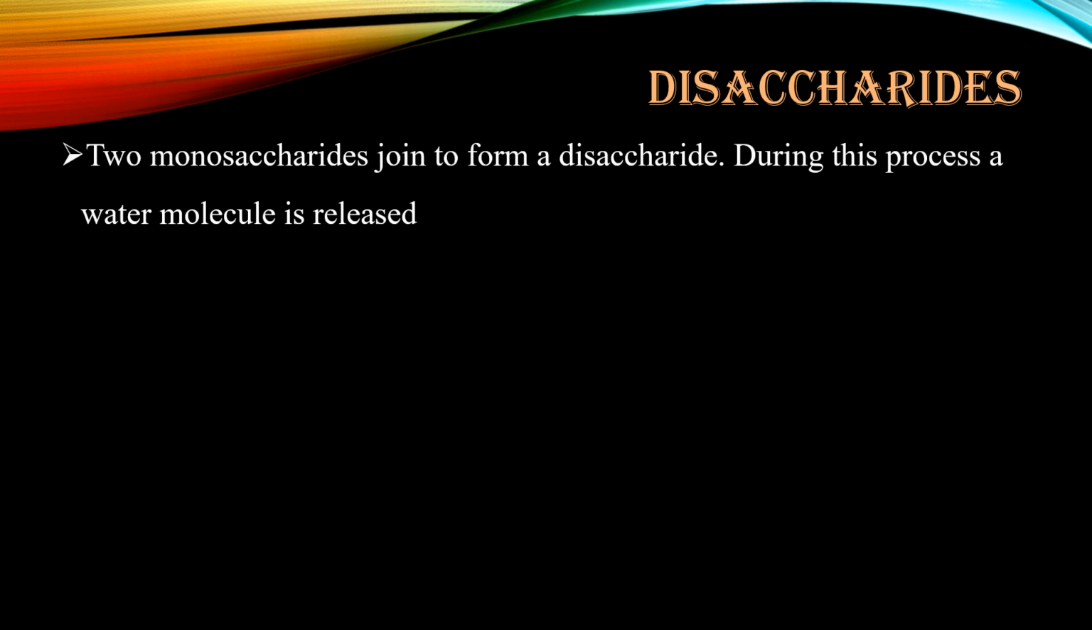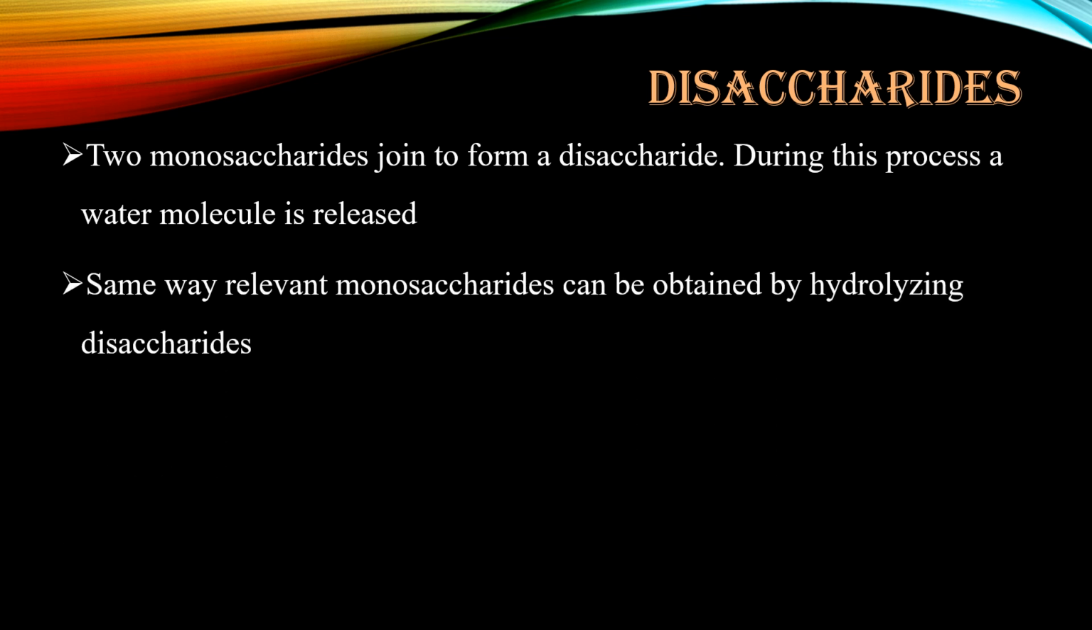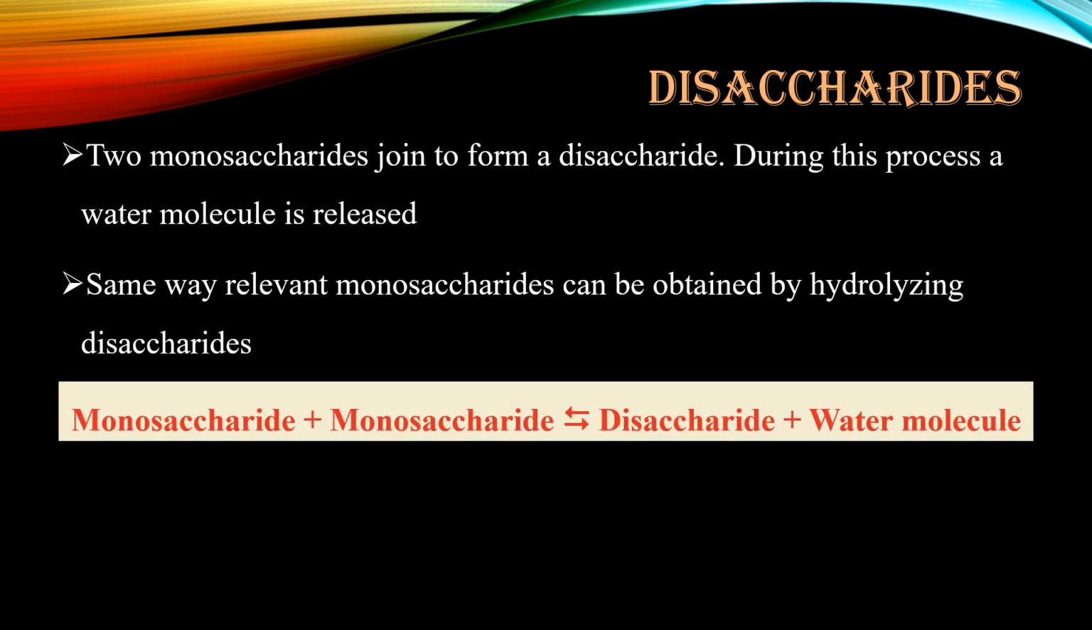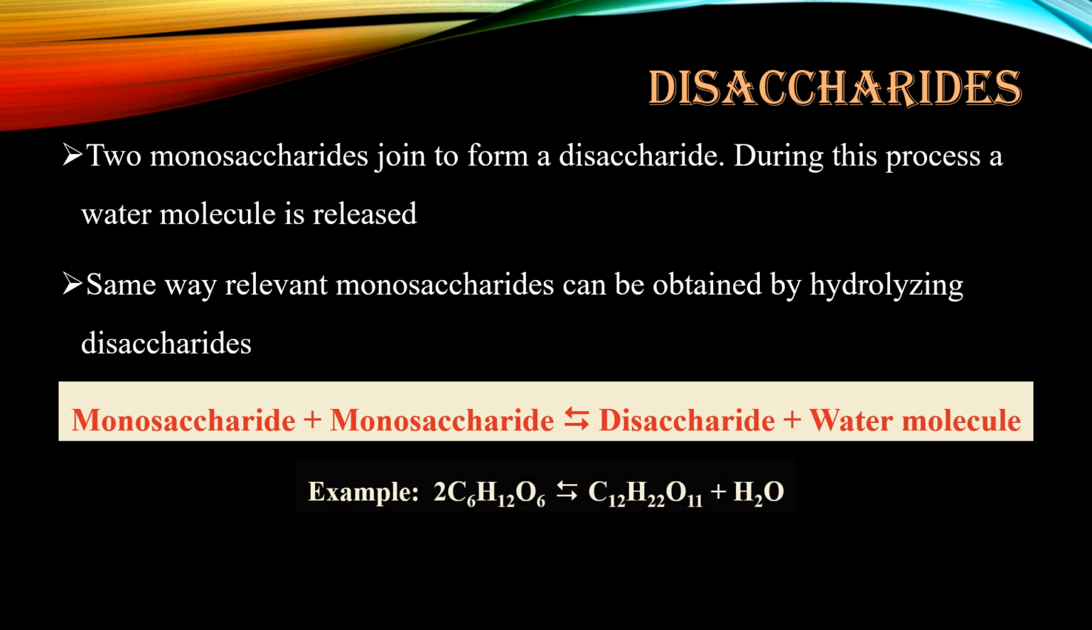Now let's look into disaccharides. Two monosaccharide molecules or two monomers join to form a disaccharide. During this process, a water molecule is released. In the same way, relevant monosaccharides can be obtained by hydrolyzing or breaking down a disaccharide. A monosaccharide plus a monosaccharide forms a disaccharide and a water molecule. This process is reversible. For example, two glucose molecules combine to form a maltose molecule, which is a disaccharide, and a water molecule. Disaccharides are sweet in taste and water-soluble crystals.